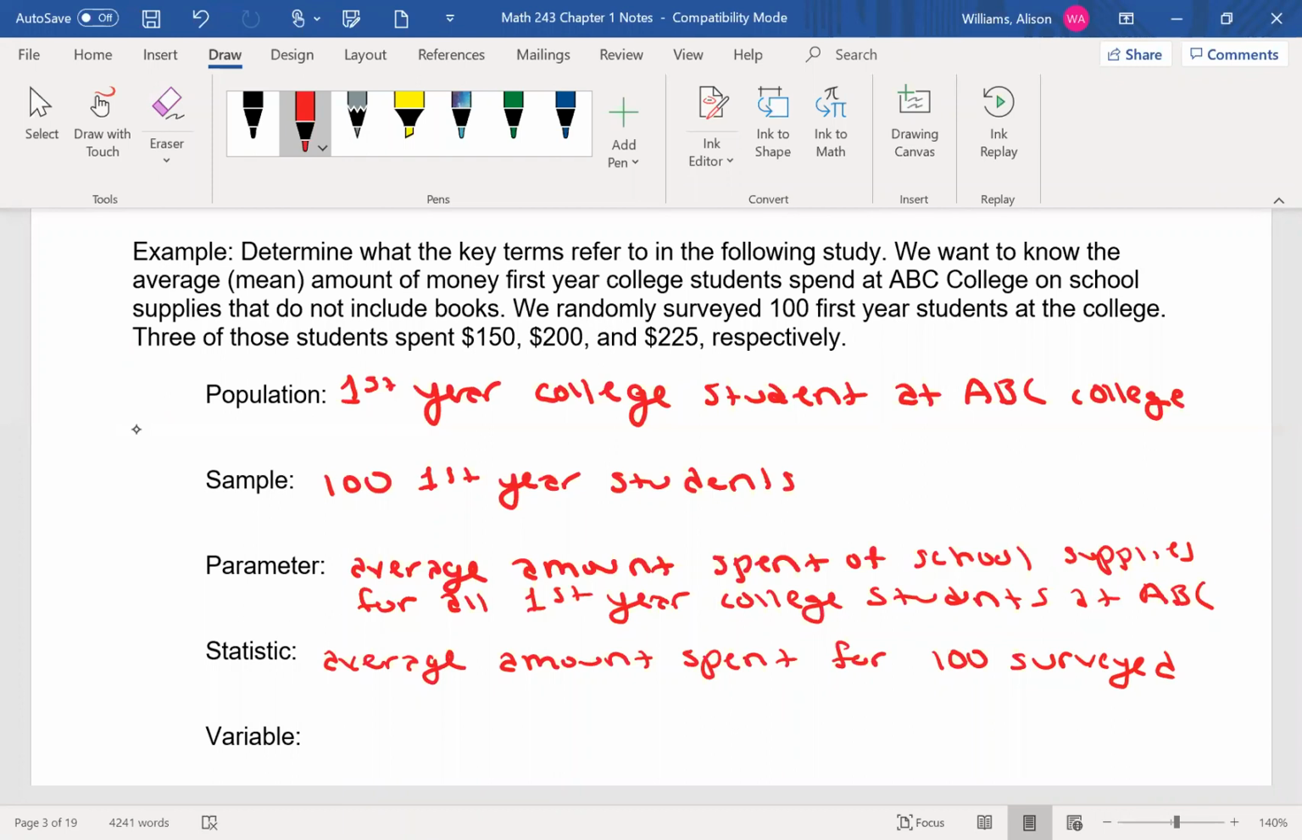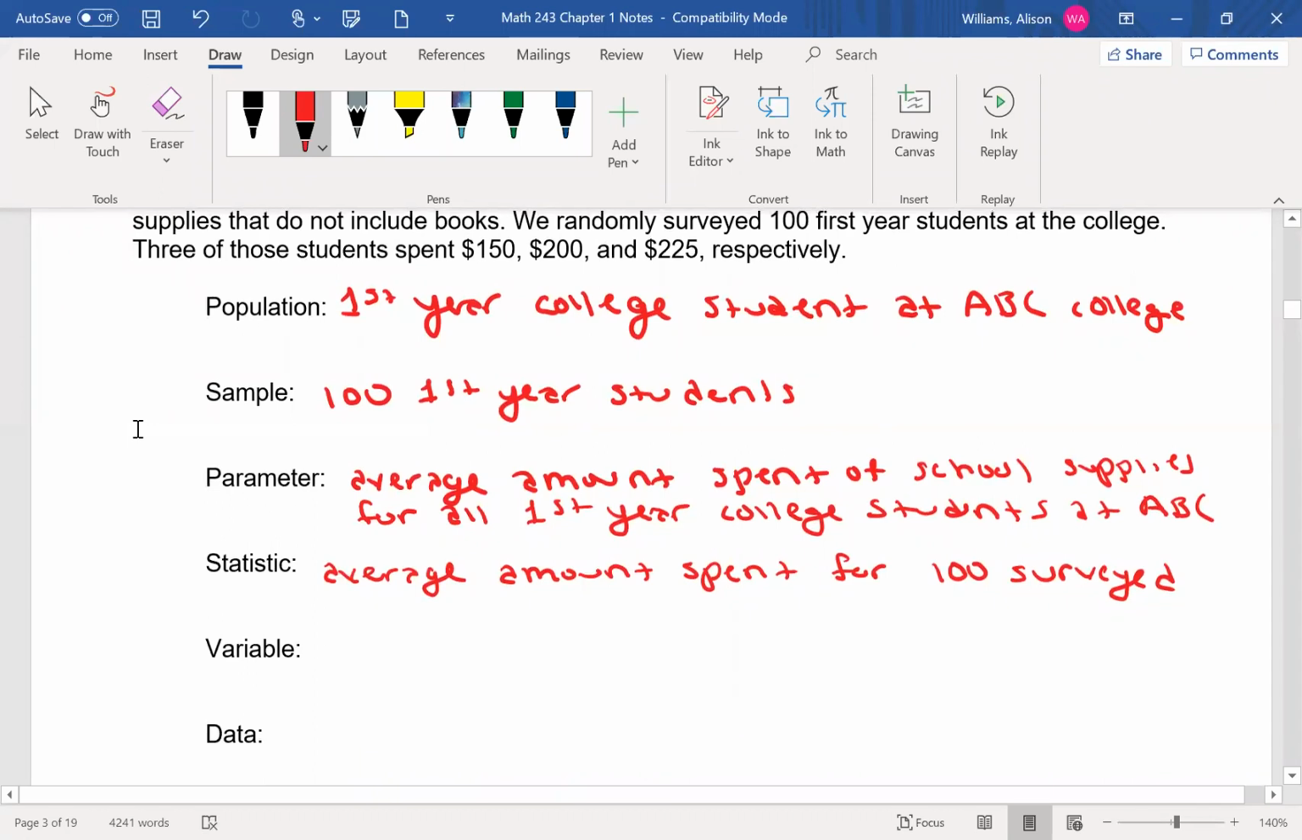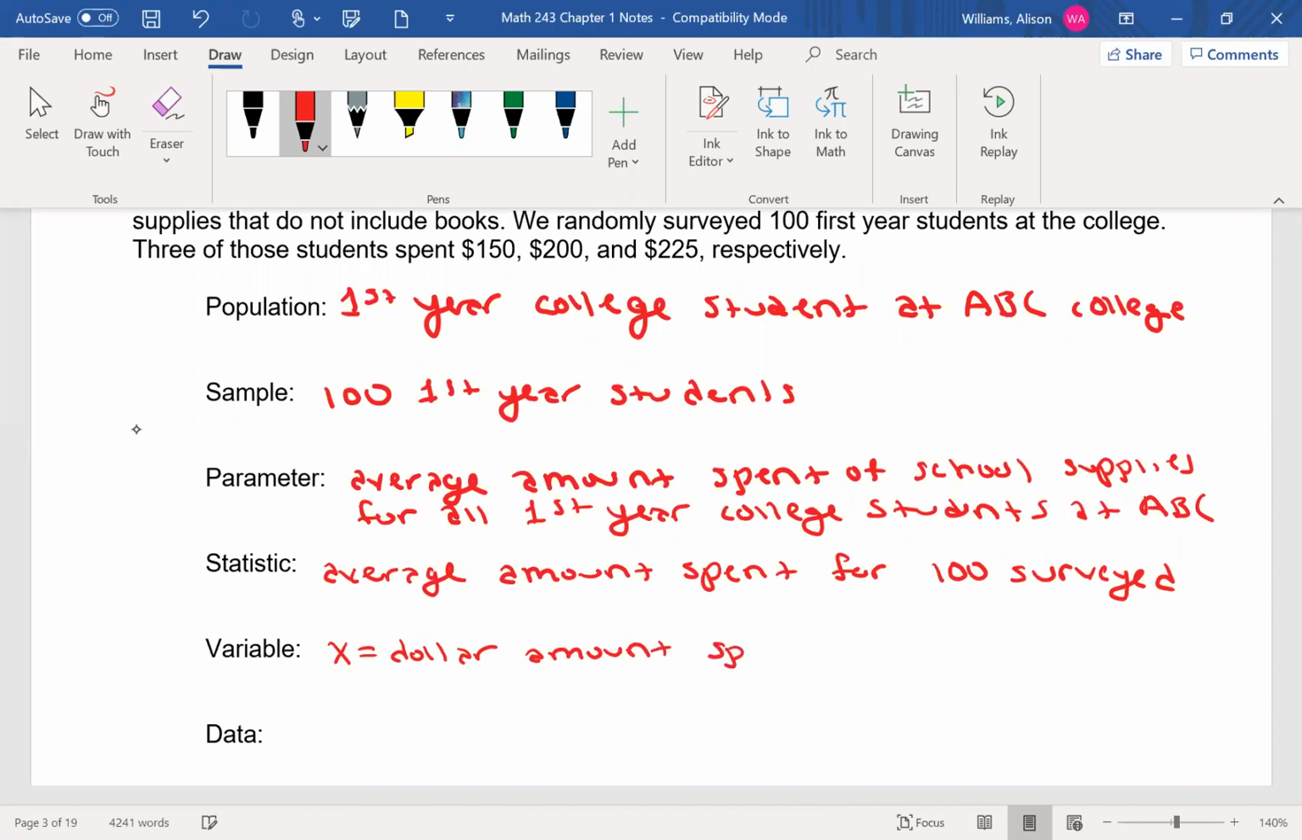The variable in this. So the variable that we're interested in here is what they're spending. Okay. How much is going to be spent. So when we talk about the variable, the characteristic we're studying, we do often use X or Y to represent that. And we typically do a capital X or Y. So this X would represent a literal money amount. Okay. So dollar amount spent on supplies.